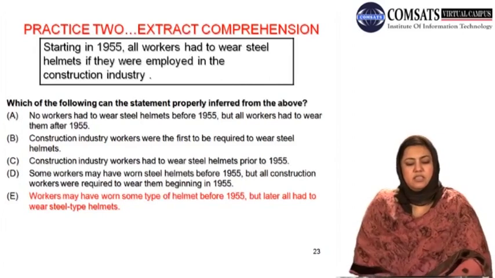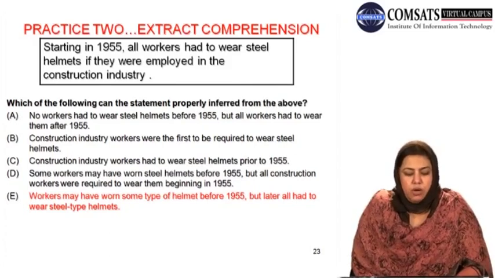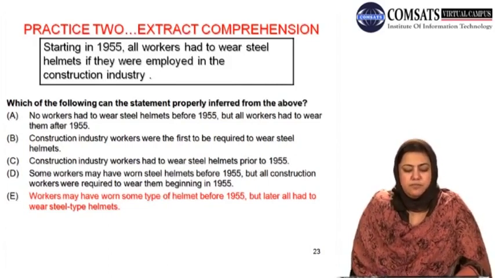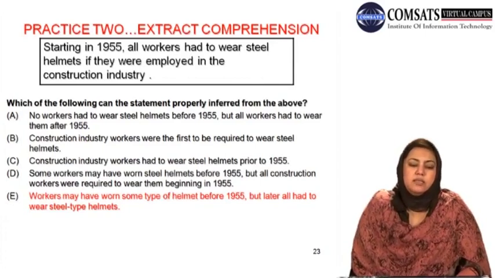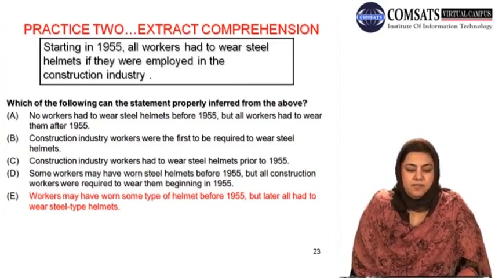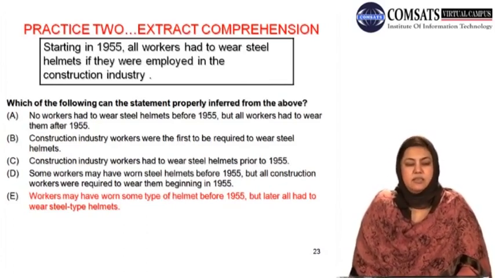Option D says some workers may have worn steel helmets before 1955, but all construction workers were required to wear them beginning in 1955. Well, if you look at the sentence, it only tells that from 1955 onwards they were asked to wear steel helmets. Before that, how many of them wore it or did not wear it? How many of them wore a steel helmet or some other kind of helmet? Nothing is told in the sentence. So this part, some workers may have worn steel helmets, makes this option rejected.